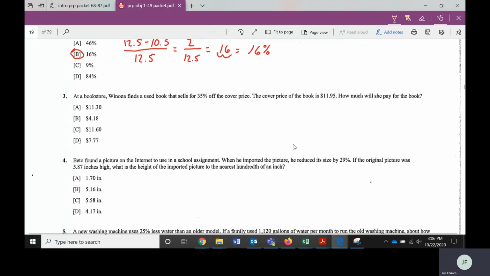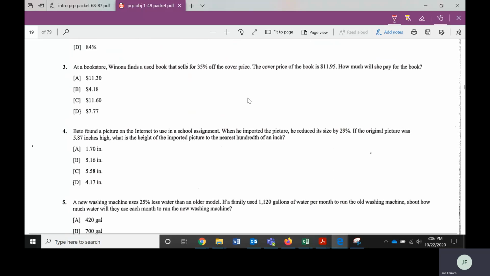All right, number 4. So I know we're skipping over some, but they're going to be similar to other problems, so we're not going to do those. Those will be ones you can practice and ask questions about if you're not getting them right. Number 4 said he found a picture on the internet. When he imported the picture, he reduced its size. So that's a key. He reduced its size by 29%. If the original picture was 5.87, what is the height of the imported picture to the nearest 100th of an inch? So we'll look at that rounding in a second.